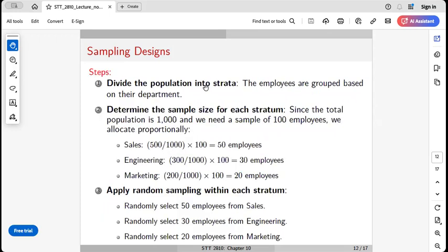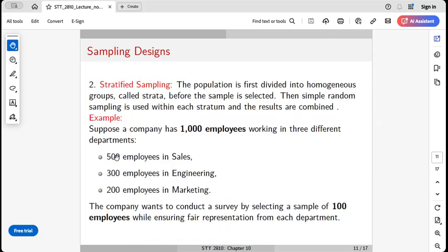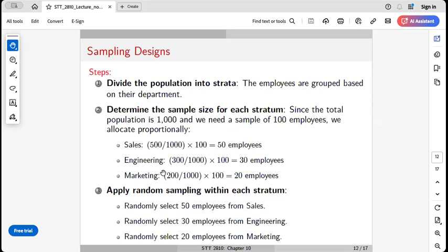So when we divide the population into their departments, because I want to select 100 employees, I try to find how many I'm going to select from sales, how many from engineering, how many from marketing. Is that okay? Because the sample size for each of these groups is different. And so you can see sales has 500, engineering has 300, and marketing has 200. And so because I want 100 people, it means that I'm going to select 50 employees from sales, 30 from engineering, and then 20 from marketing.